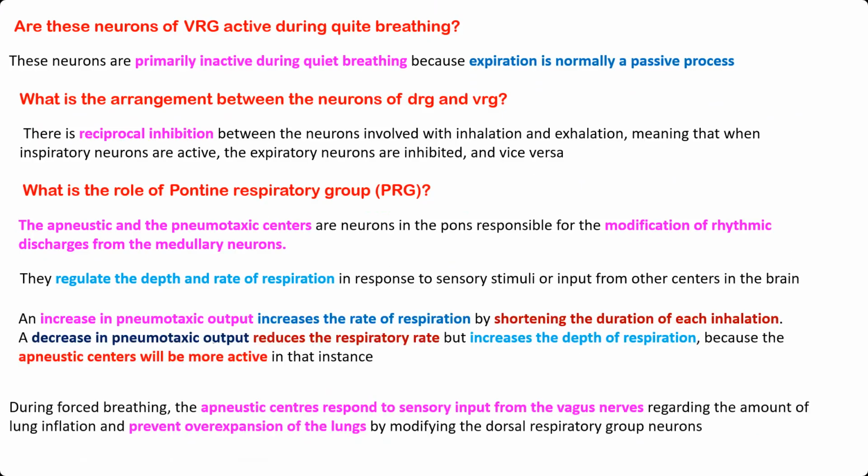An increase in pneumotaxic output increases the rate of respiration, and a decrease in the output decreases the rate and increases the depth of respiration. The apneustic center responds to sensory input from the vagus nerve regarding the amount of lung inflation and prevents over expansion of the lung. That is the main function of the apneustic center.